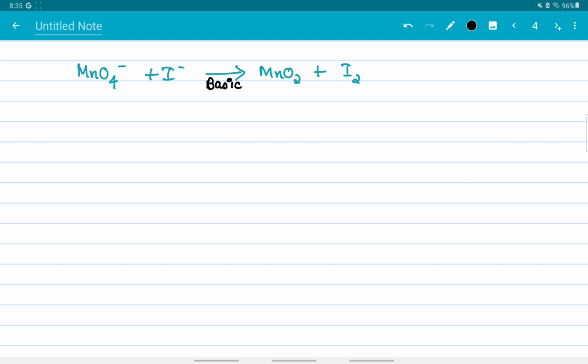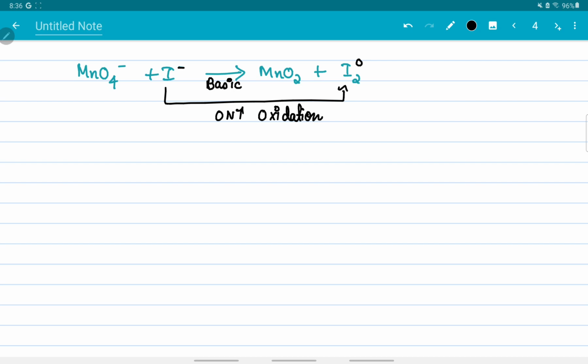Okay, so the first step was to find the elements that are undergoing oxidation or reduction. So if you see here, I has got a minus charge over here, and on the right hand side there is a diatomic molecule of iodine. Now whenever there is a diatomic molecule, you can immediately write its oxidation number as 0, because diatomics have oxidation number 0. So from minus 1 the oxidation number is increasing to 0. Okay, minus 1 is less than 0, right? So the oxidation number is increasing.